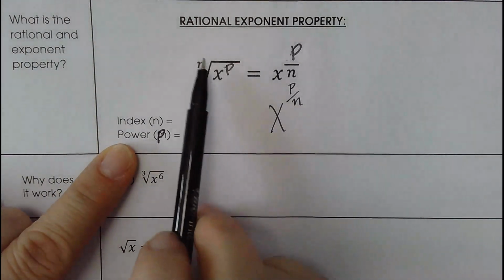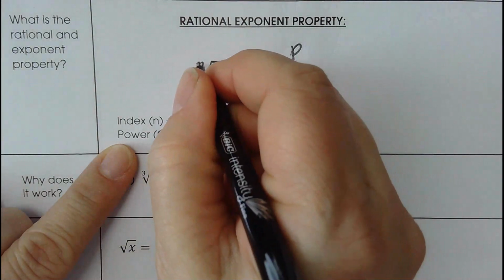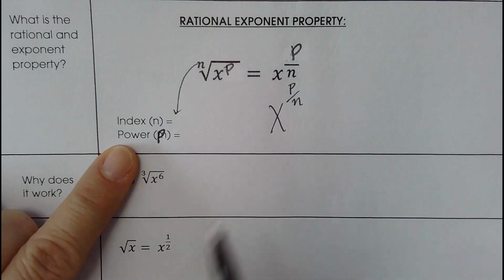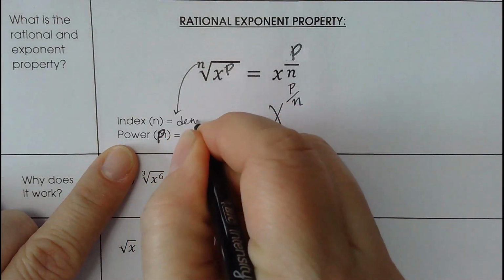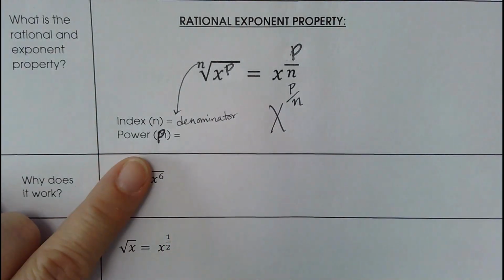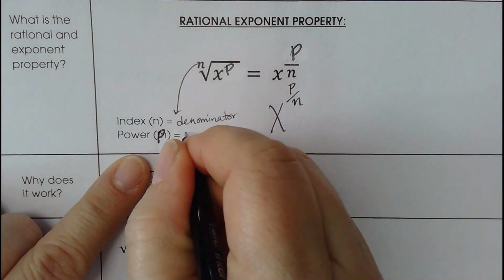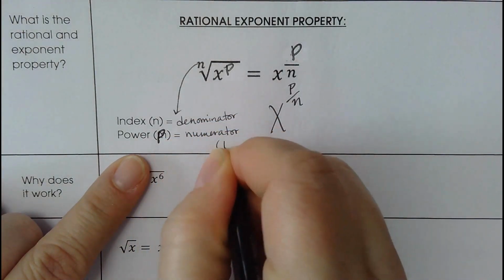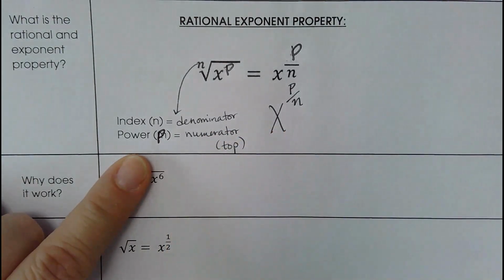Index will be this small number outside. That'll be the denominator when you rewrite this as an exponent. And the power will be the numerator. So that's the top.